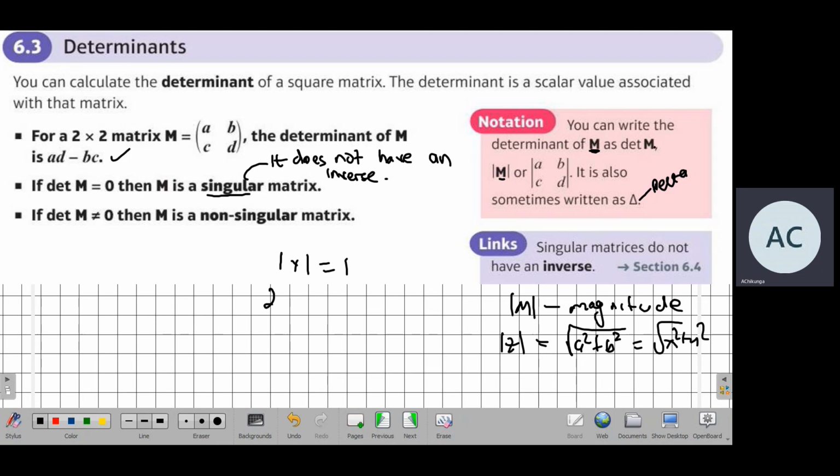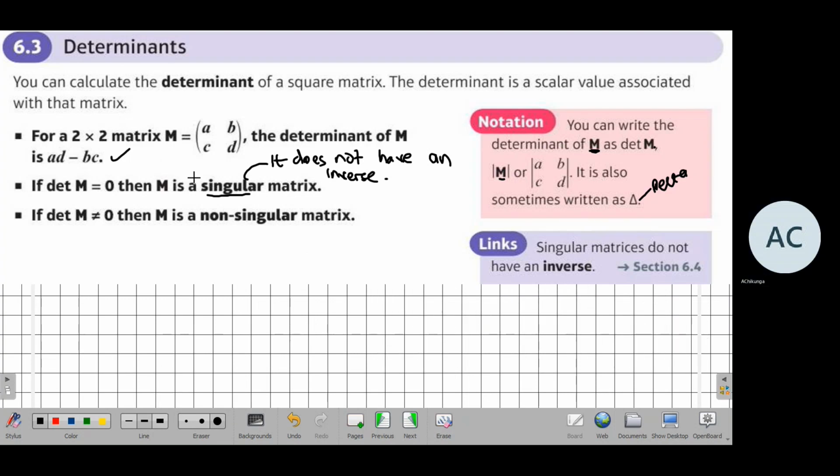It's much easier to know that the inverse of 2 is 1 over 2. The inverse of 3 is 1 over 3. The inverse of 2 over 3 is 3 over 2. So when you multiply a number with its inverse, it must give you 1. So when we are calculating the determinant of a matrix and it turns out to be 0, we want to find the inverse of a matrix that has a determinant of 0.